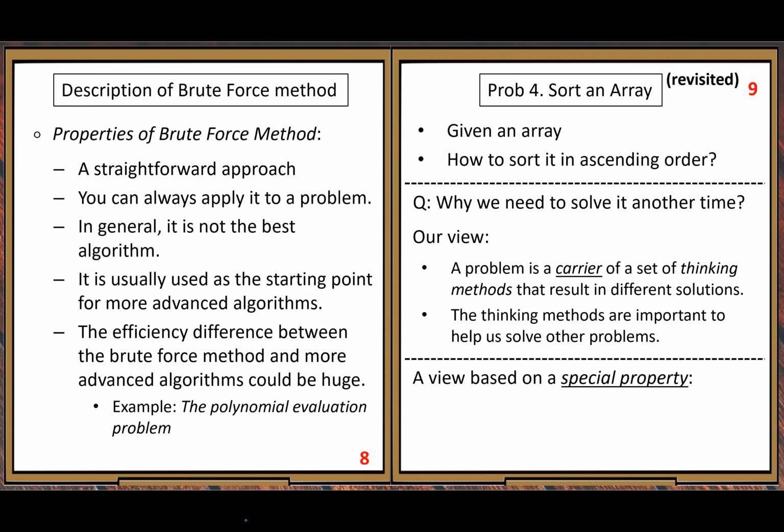A completely different view. So we need to discover a different property, a view based on a special property. Let's look at this question with a different property. Let's do observations. We need to find that property first, and then we will design our algorithm based on that property. That's the understanding part.